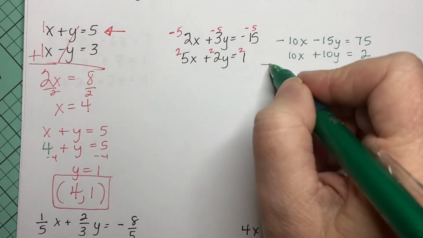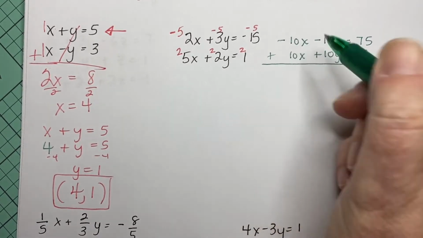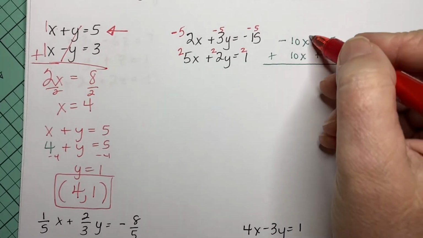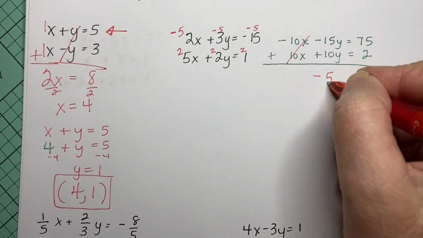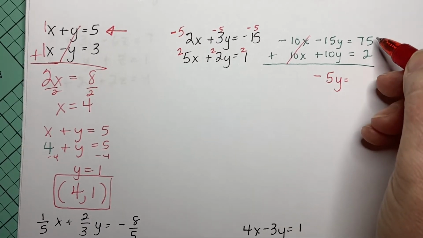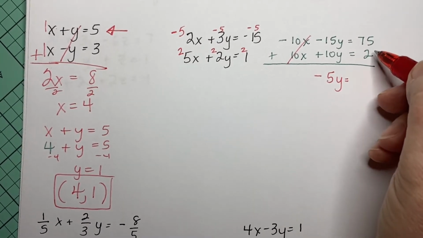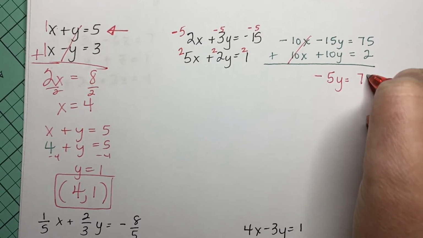And so when I go to add these together, do you see that now these are opposites, so they're going to cancel out. So these would cancel, and a negative 15 and a positive 10 is a negative 5y, and then 70, did I do that right? Yeah. 75 plus 2 is 77.